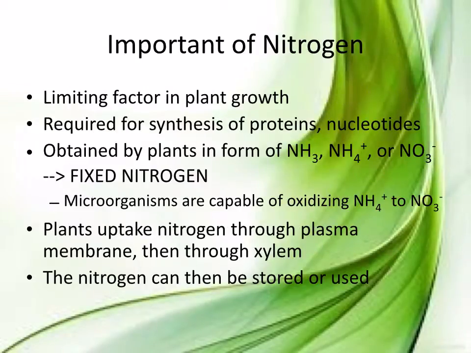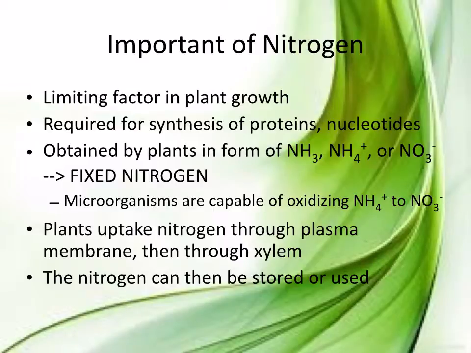So why is nitrogen important for plant growth? Well, for one, it's a limiting factor in plant growth. It's required for the synthesis of proteins and nucleotides. So obviously amino acids need nitrogen, so in order to make proteins for the plant, it needs a source of nitrogen. And this is obtained by plants in the form of NH3, NH4+, or NO3-.